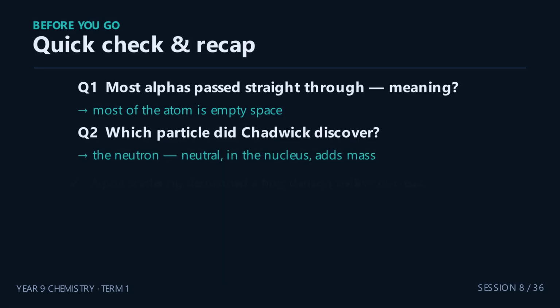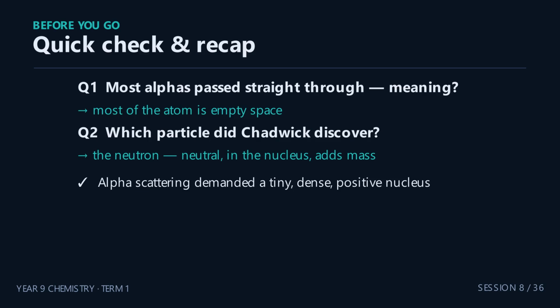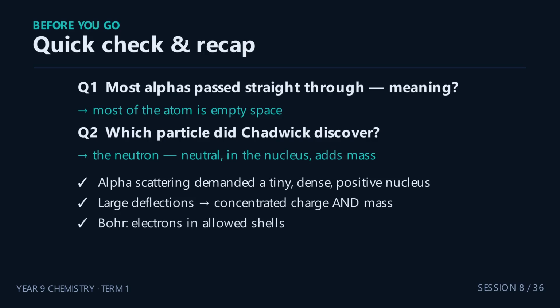Your recap. Alpha scattering demanded a tiny, dense, positive nucleus. Bohr placed electrons into allowed shells. Chadwick completed the trio with the neutron. Next session, we meet all 3 particles properly, their charges, their masses, and where they live.